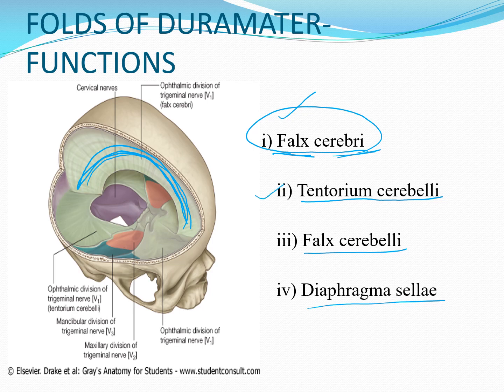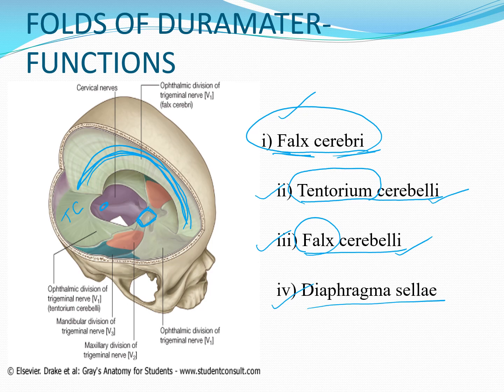Next fold we have is the tentorium cerebelli. So this fold here is the tentorium cerebelli. This fold is called tentorium because it looks like a tent. It is called cerebelli because on the inner aspect the cerebellum is lodged. Then we have the falx cerebelli. Again, falx means sickle shaped. Cerebelli because it is present in between the cerebellar hemispheres. Then we have the diaphragma sellae. This is the diaphragma sellae which roofs over the sella turcica.